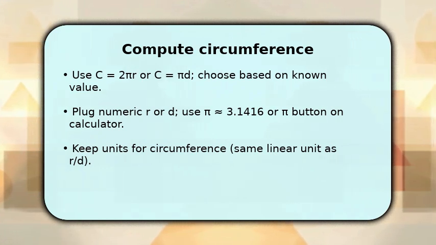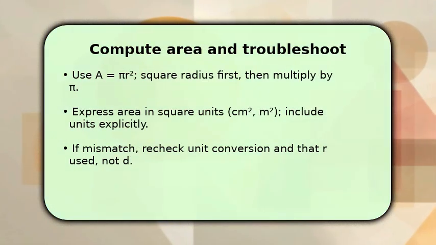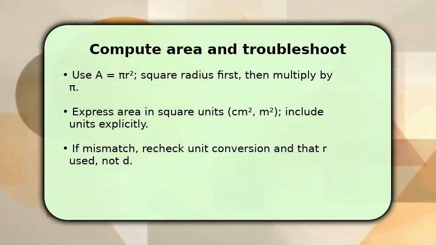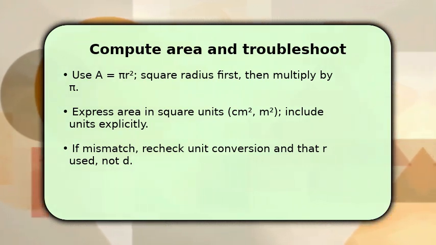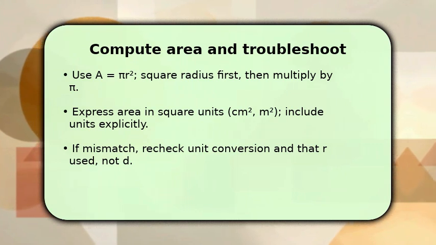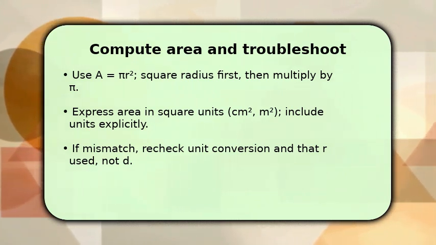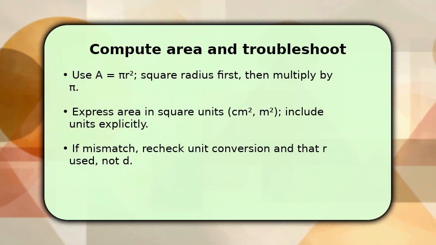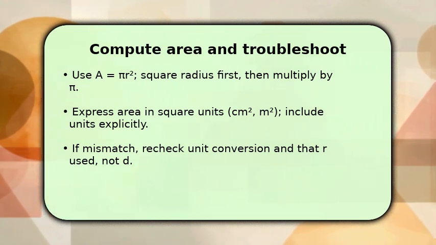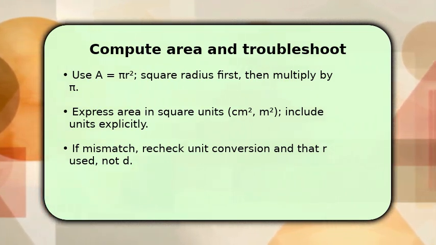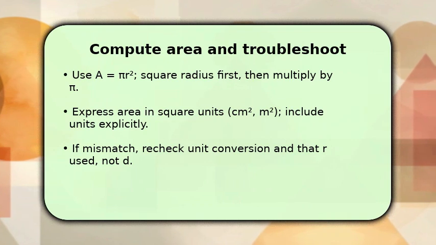Finally, calculate area using A equals pi r squared. First square the radius, then multiply by pi to get the area in square units. For example, r equals 5 cm gives A equals pi times 25 equals 78.54 cm², using pi approximately 3.1416. Once done, state the rounded result with units, do not drop the squared notation.